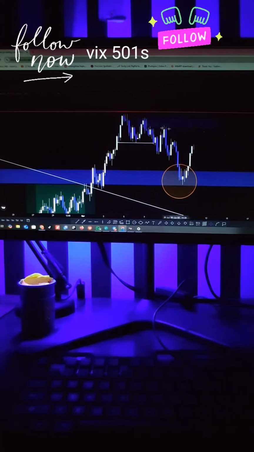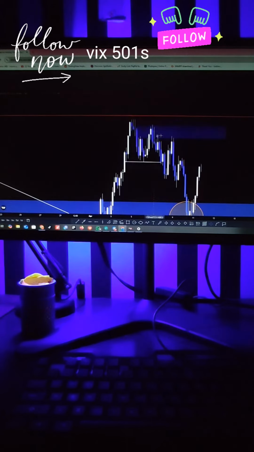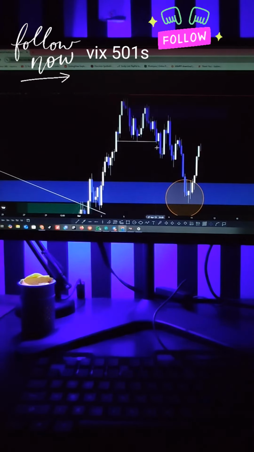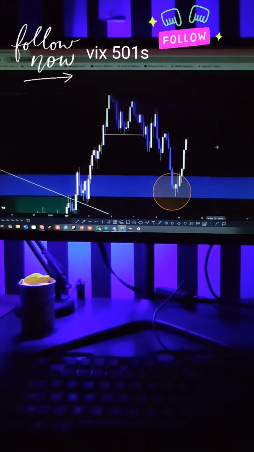Why am I saying this zone? Because it had to come back and check out this order block that is here. So after this, it comes back, retests, goes back, and after going back, I noticed that there's also a break of structure somewhere here. Let me just mark it. There's a break of structure that is here.